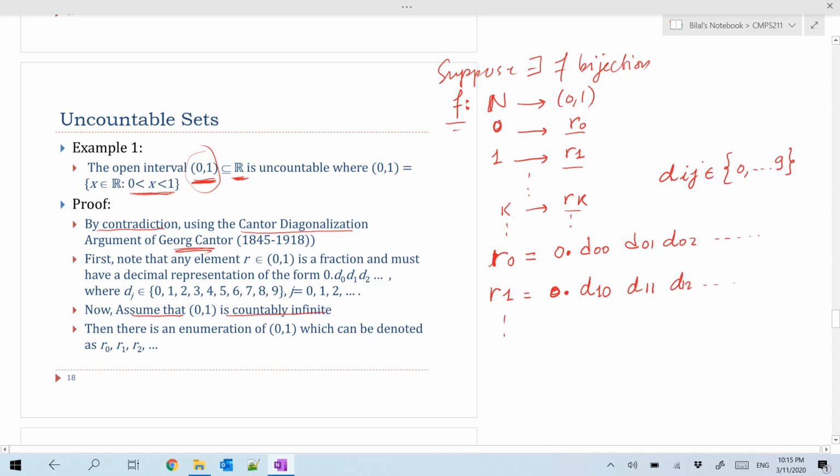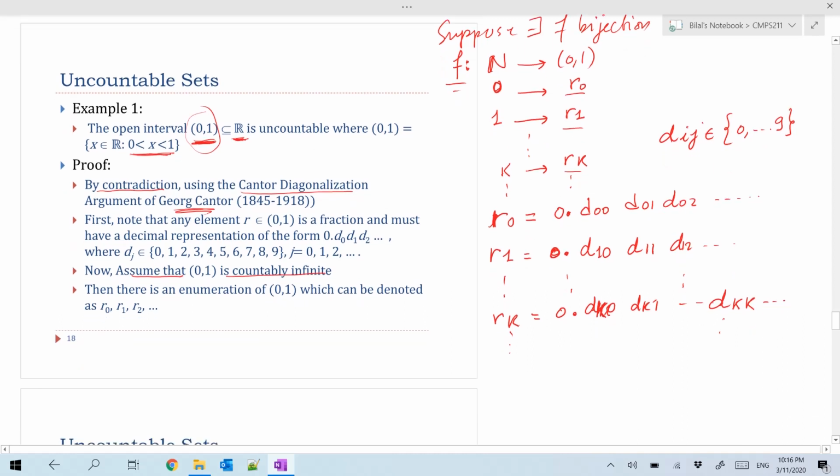And I can continue doing this indefinitely. So I have Rk, it's equal to 0.dk0, dk1, and so on and so forth, up to dkk, and it continues after that. Of course, there are plenty of those elements. There is an infinite number of those elements. It's just an enumeration of those real numbers.